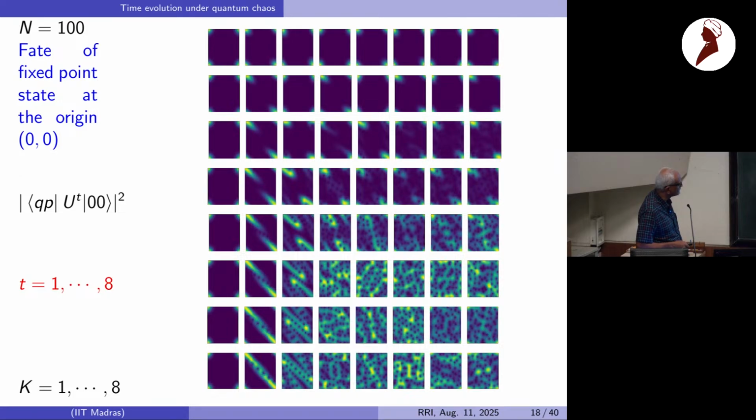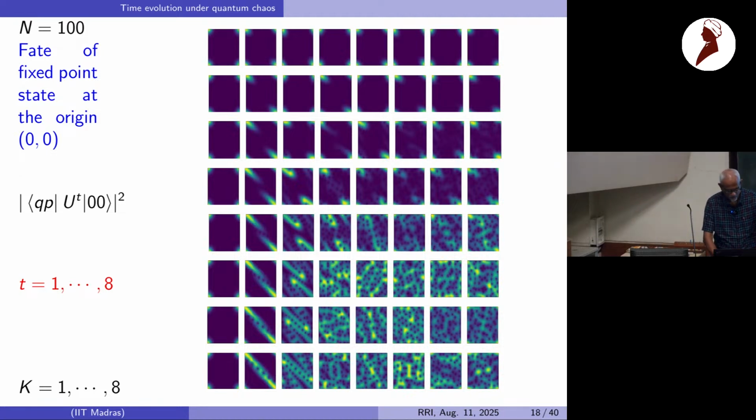So now K is 5, 6, 7, 8. Yes, that is 5, 6. You can see that already in the second time step, this has elongated so much that they are interfering with each other. You can see these patterns forming. That's interference effects happening at a very short time. And then for 8 and so on, it's very unstable, and you can see that this is forming here.